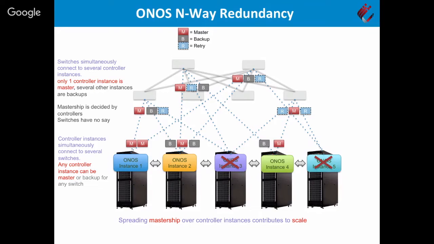There is a 3R recovery process, okay? 3 Rs. First R is the switches redistribute the switch mastership. The mastership for the switches is redistributed. It's done by the controllers, but because the switches simultaneously were connecting to multiple controller instances, the mastership fails over to one of the other backups, okay?